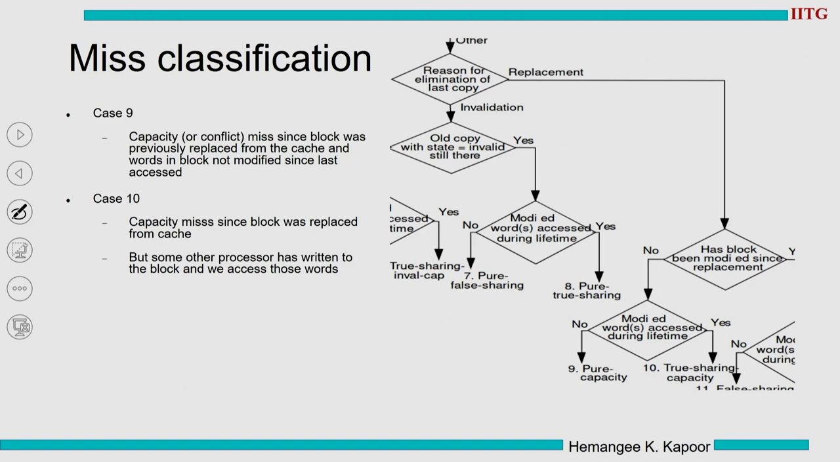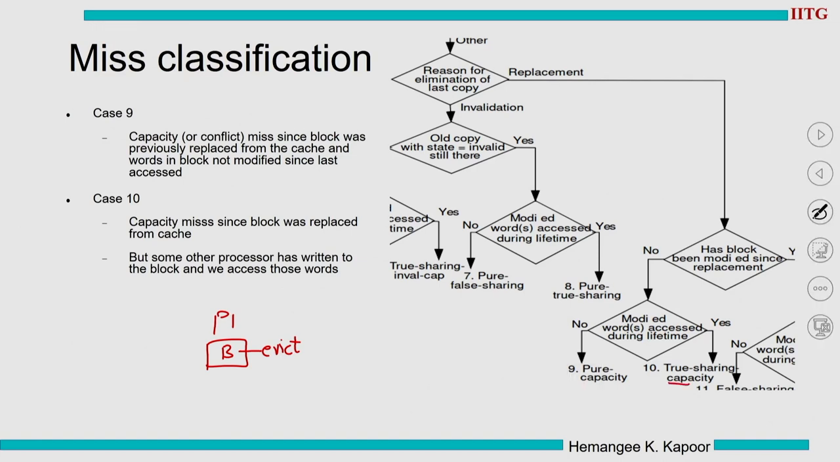Moving on, case 9, 10. Okay, case 9, 10, take the right hand path from the top. Reason for elimination of the last copy was replacement. Previous slide said that the block was invalidated. This path is the block was replaced. That is, if I use the example, P1 had the B, but it was evicted by P1. Nobody else removed it, but P1 had to remove this block. Why will it remove? Because it had less capacity. So the first thing, we are going to classify it as capacity. So I'm going to say capacity is the first reason for this miss to occur, because we had to remove B. Okay, so replacement of the cache block results in the capacity issue. Because of capacity, I replaced it.